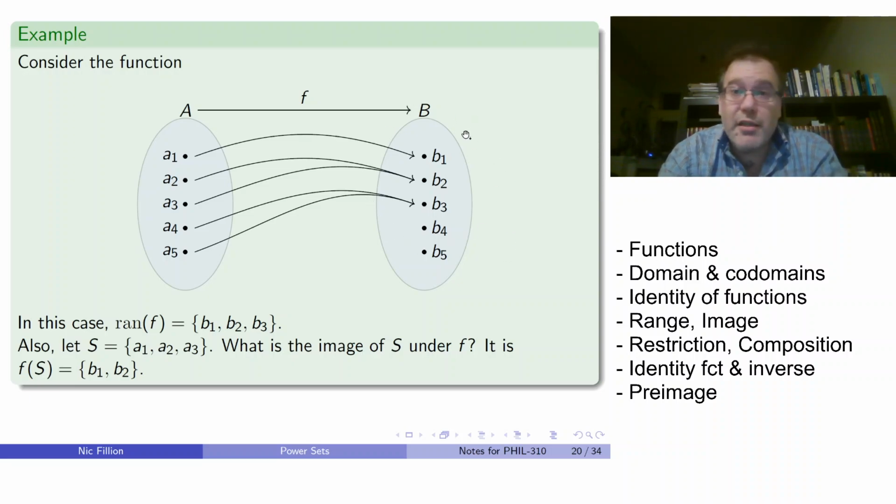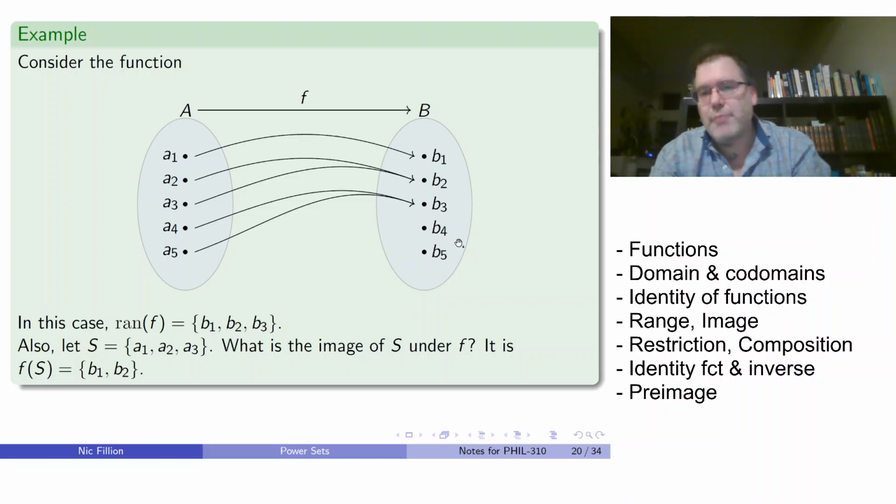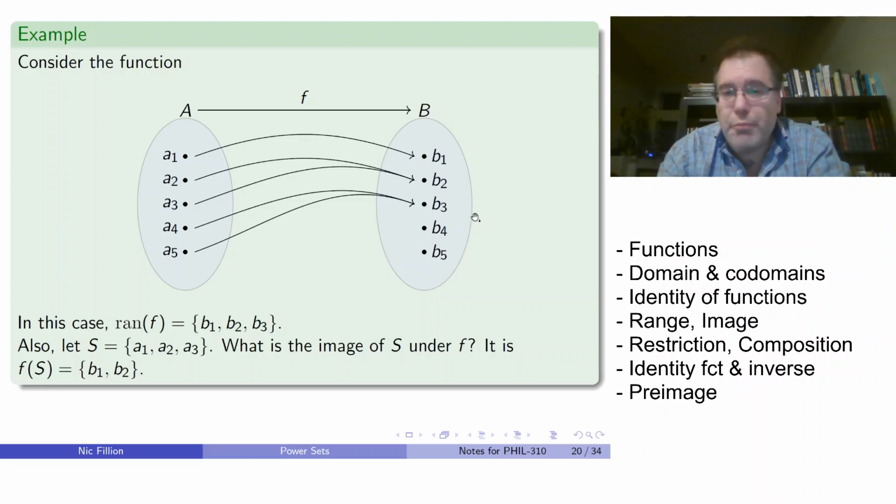But now as we see in the codomain, there are three elements that are mapped on by something and two that aren't. Those two elements are part of the codomain, but they are not part of the range of the function, because the range of the function is those objects that have an arrow pointing to them, that are mapped onto by something. So the range is the set B1, B2, and B3.